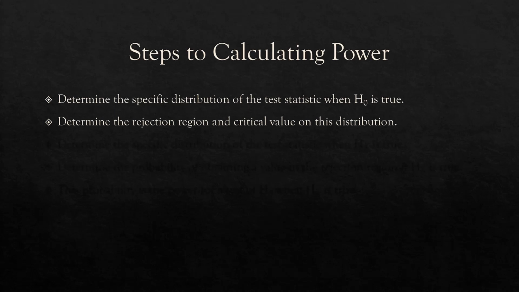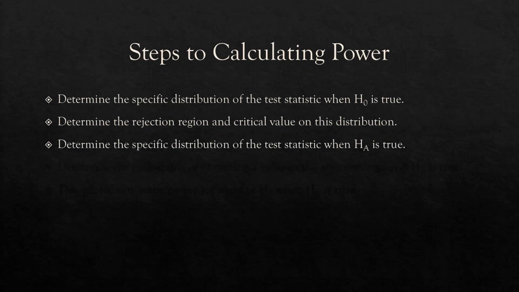reject the null hypothesis. The third thing we do is determine the specific distribution of the test statistic when the alternative is true. This is why we need a simple alternative hypothesis rather than a composite, because we have to determine this specific distribution. And again, if we have a single value of pi in the alternative and we know the sample size, we can determine which binomial distribution this is.